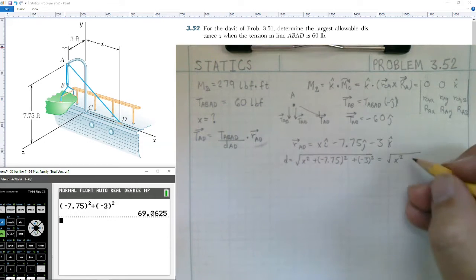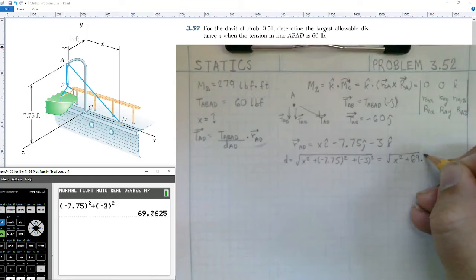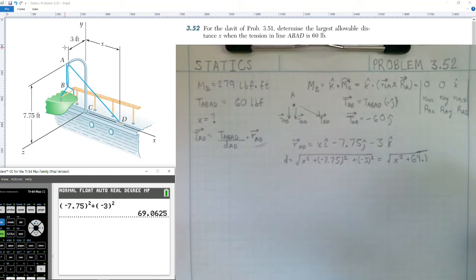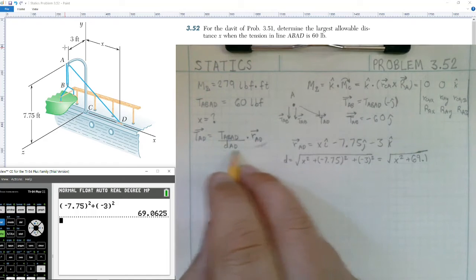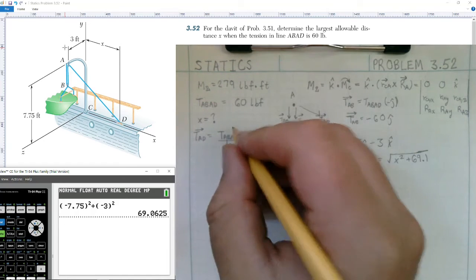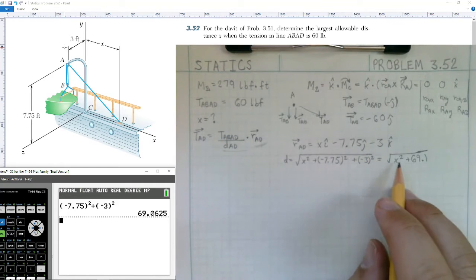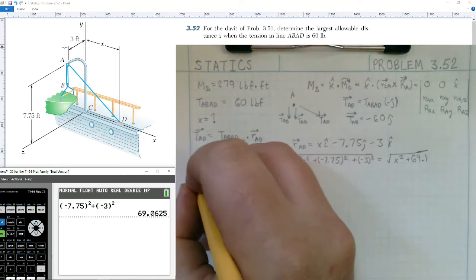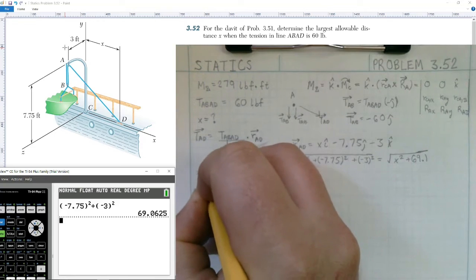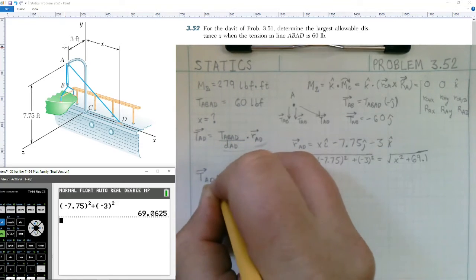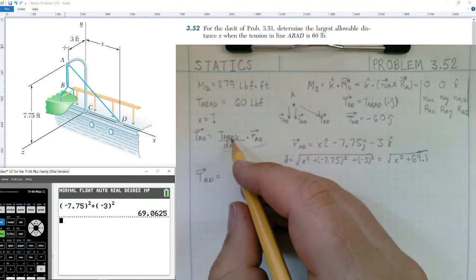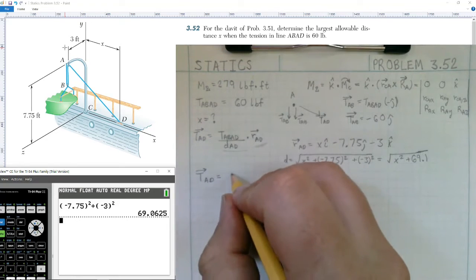So this gives a value of 69. We'll round this up to 69.1. Now we can write out our tension vector from A to D as follows. We know this is 60 pounds. We know that we have equations now for our position vector and for our distance value. So we have tension AD is equal to the tension in the line, which we know is 60 pounds.